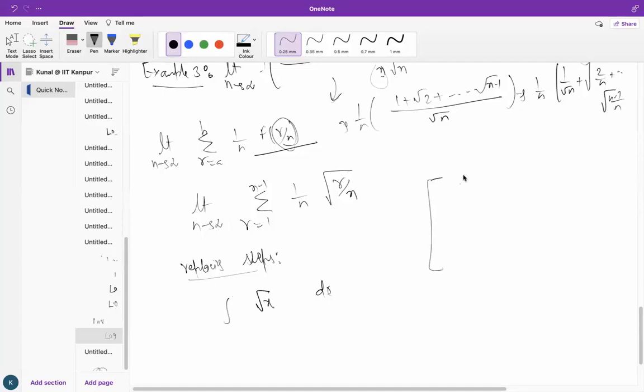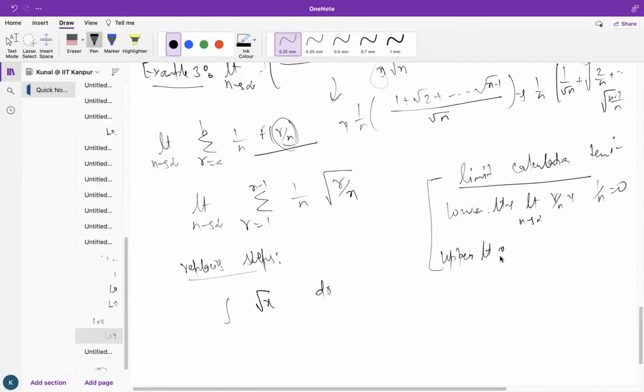Now it's the limit calculation term. When we calculate the limit here, the lower limit will be limit n tending to infinity of r by n, where r is the lower value, which is 1, so 1 by n, and this is 0.